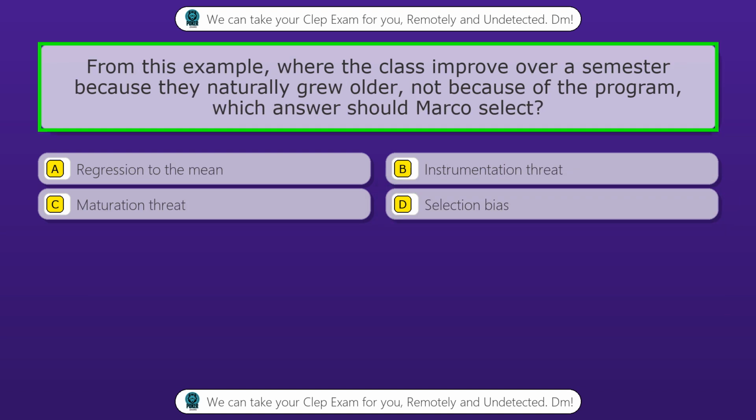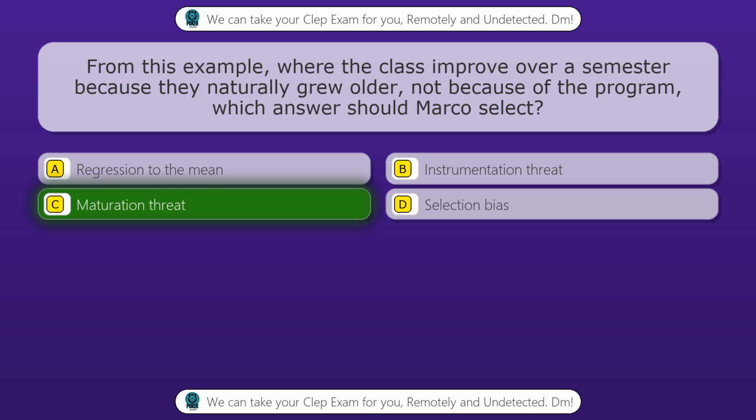Question 97. From this example, where the class improved over a semester because they naturally grew older, not because of the program, which answer should Marco select? Option A, regression to the mean. Option B, instrumentation threat. Option C, maturation threat. Option D, selection bias. The correct answer is option C, maturation threat.